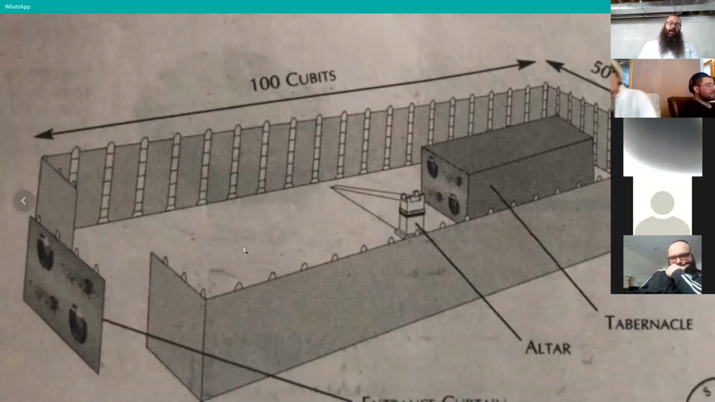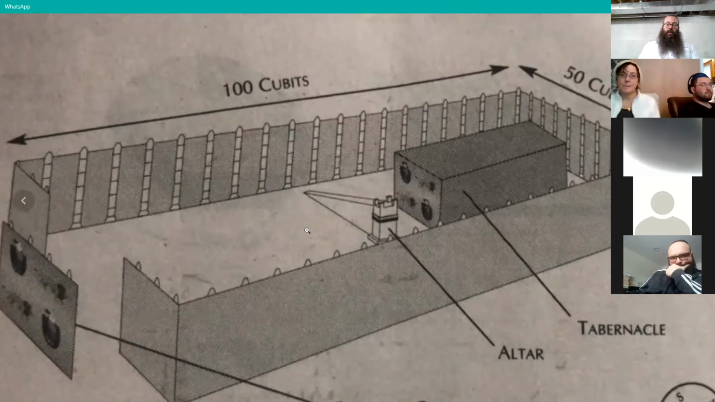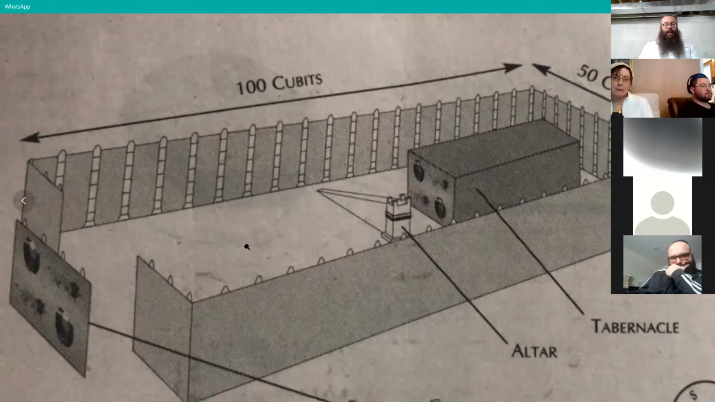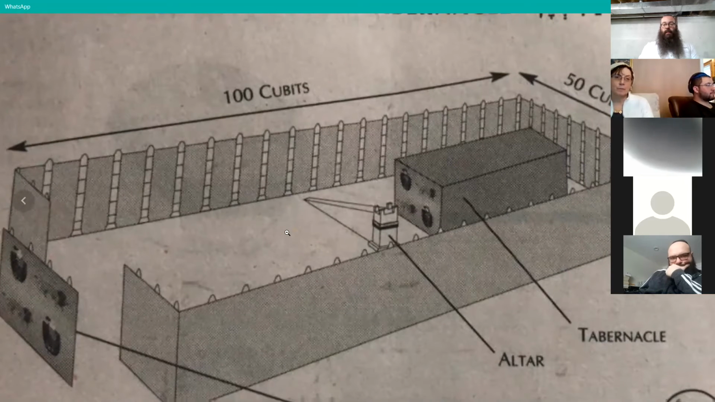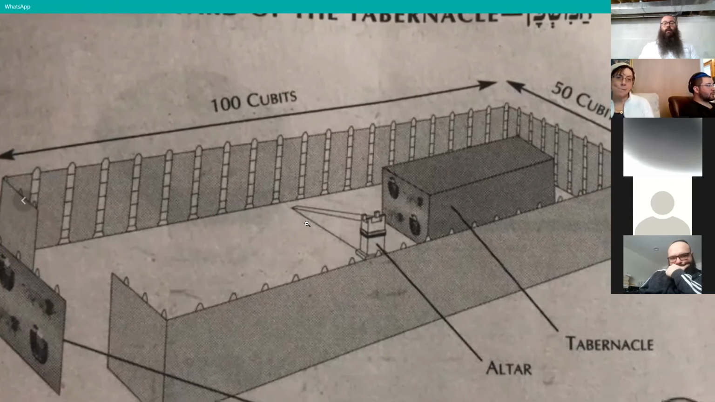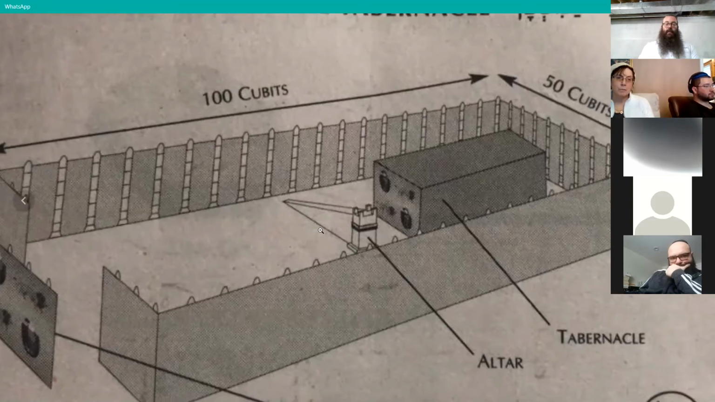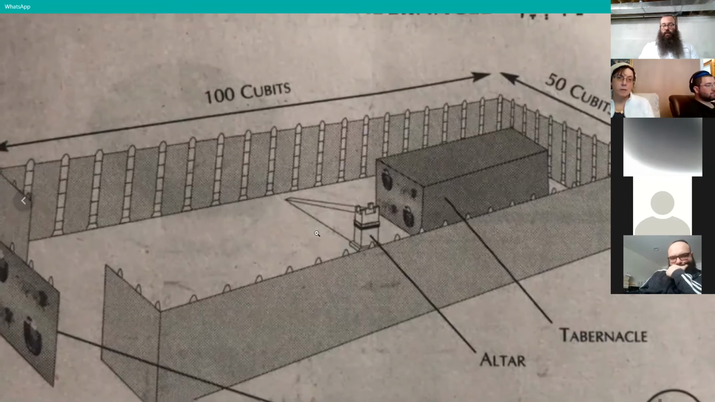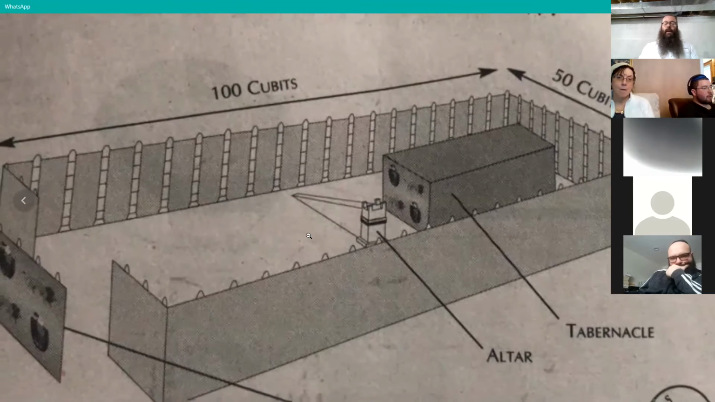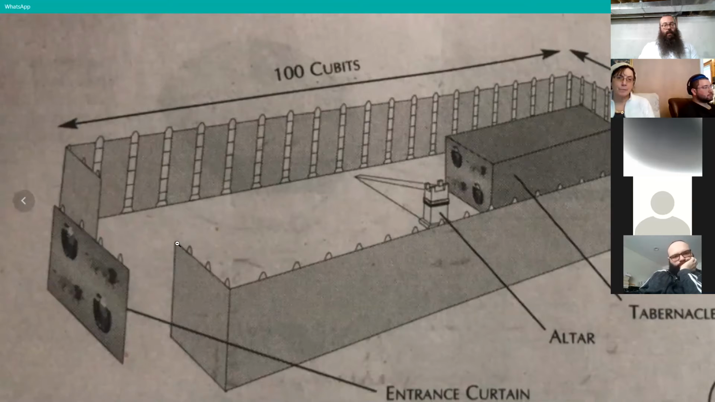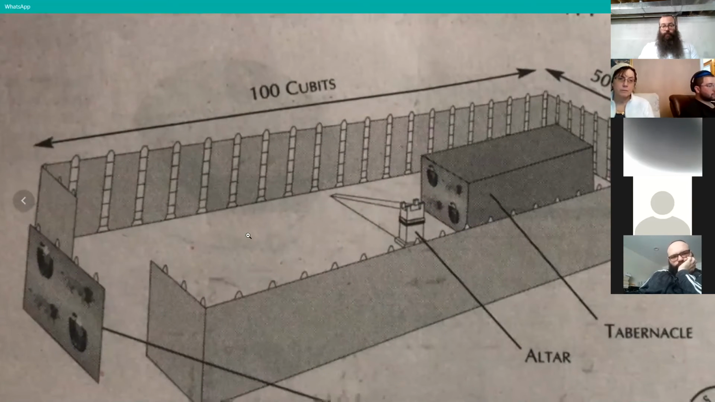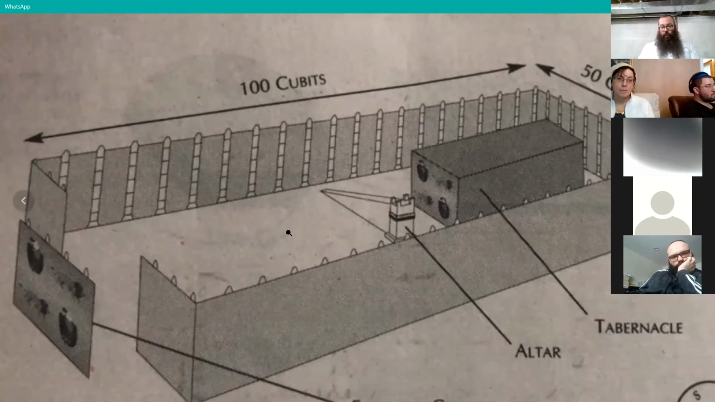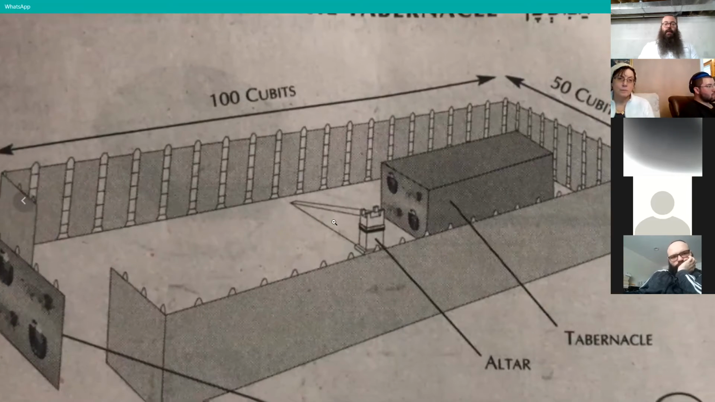Now, someone asked me yesterday where you'd be allowed to walk to. At least I know in the Beis Hamikdash, the non-Kohen would be able to walk up close to the altar, to the doorway near the altar. I'm not sure if in the Mishkan, the tabernacle, they were allowed to walk. But anyway, the first half of the courtyard was massive.